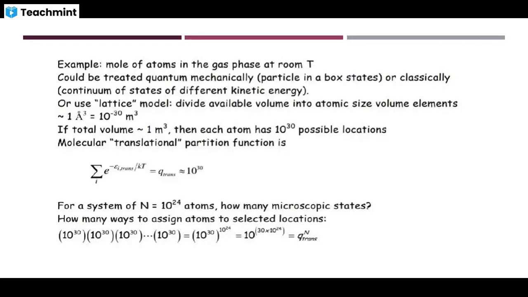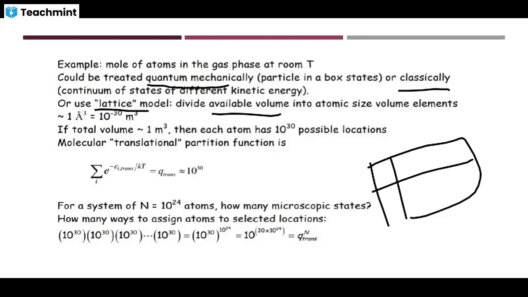For example, a mole of atoms in the gas phase at room temperature could be treated quantum mechanically, like particle in a box states, or classically as a continuum of states of different kinetic energy, or using a lattice model, dividing the available volume into atomic volumes. So there are different methods. One method is to treat it quantum mechanically or classically, or with a lattice model. The lattice model is nothing but taking a lattice, where the atoms are present.